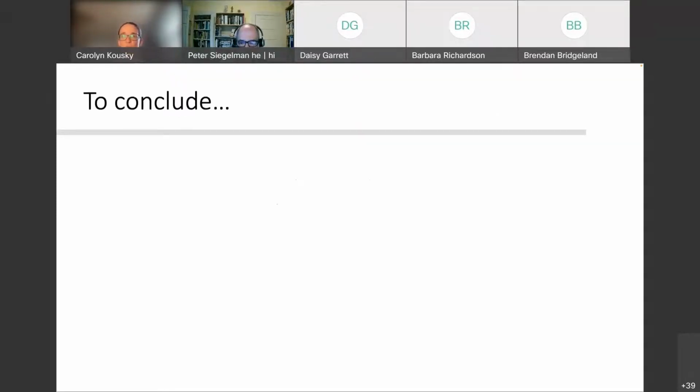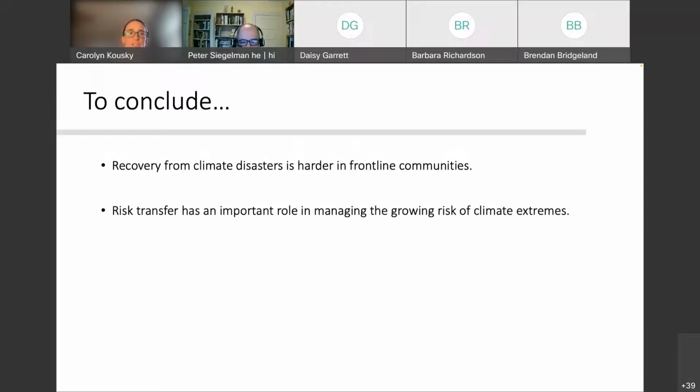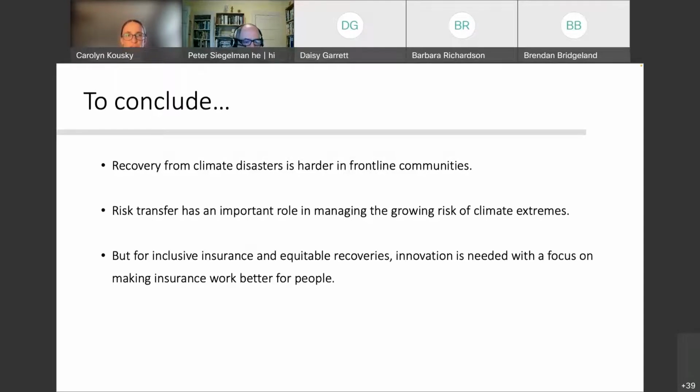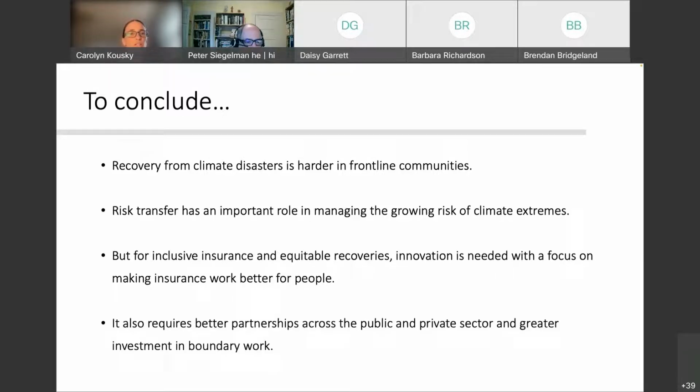Okay, so last slide. I hope I've convinced you that recovery from climate disasters is harder in frontline communities, but risk transfer has an important role to play in managing the growing risk of climate extremes. But to get to inclusive insurance and more equitable recoveries, we really need innovation, in policy and the private sector, with a focus on how to make risk transfer work better for people. And I think that's going to require, as I was saying, partnerships across sectors and a lot of investment in boundary work between research and practice and between the public and the private sector.